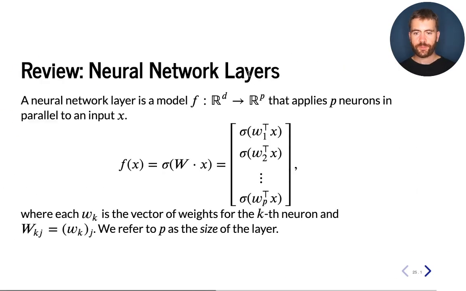So recall that a neural network layer has the following structure, where we have inputs x. Each of them is multiplied by a different vector that corresponds to a different neuron. We can put these together into a matrix W, and then we apply the activation function to each neuron, or in vectorized form we can write it like this, and this gives us the output of a neural network layer.